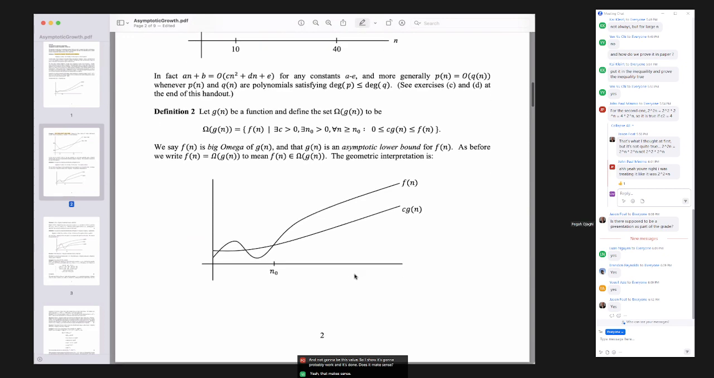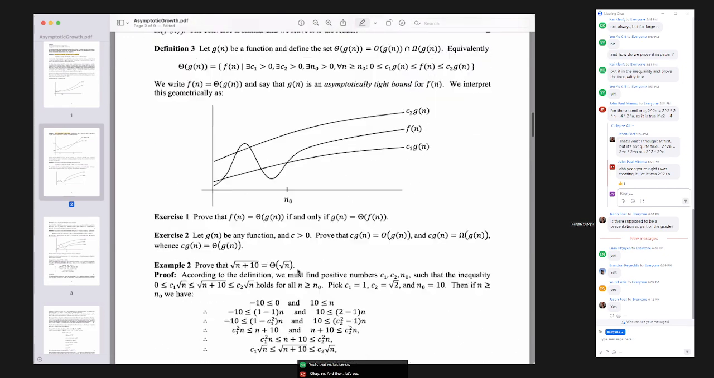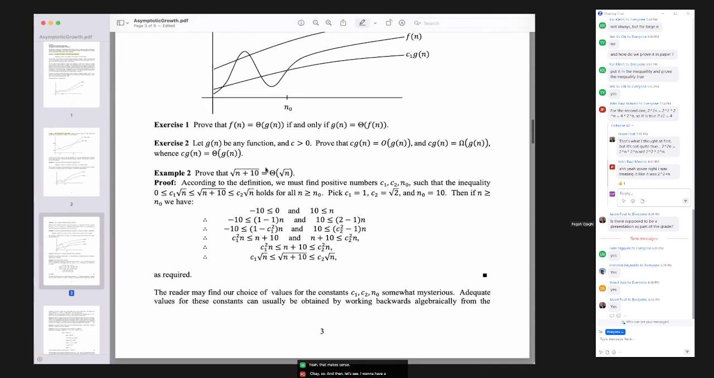So let's see, I want to have another example about theta notation. This is going to be, for example, one of the homeworks, or any other examples, or final exams. So in your midterm: prove that the square root of n plus 10 is equal to big theta notation of the square root of n.